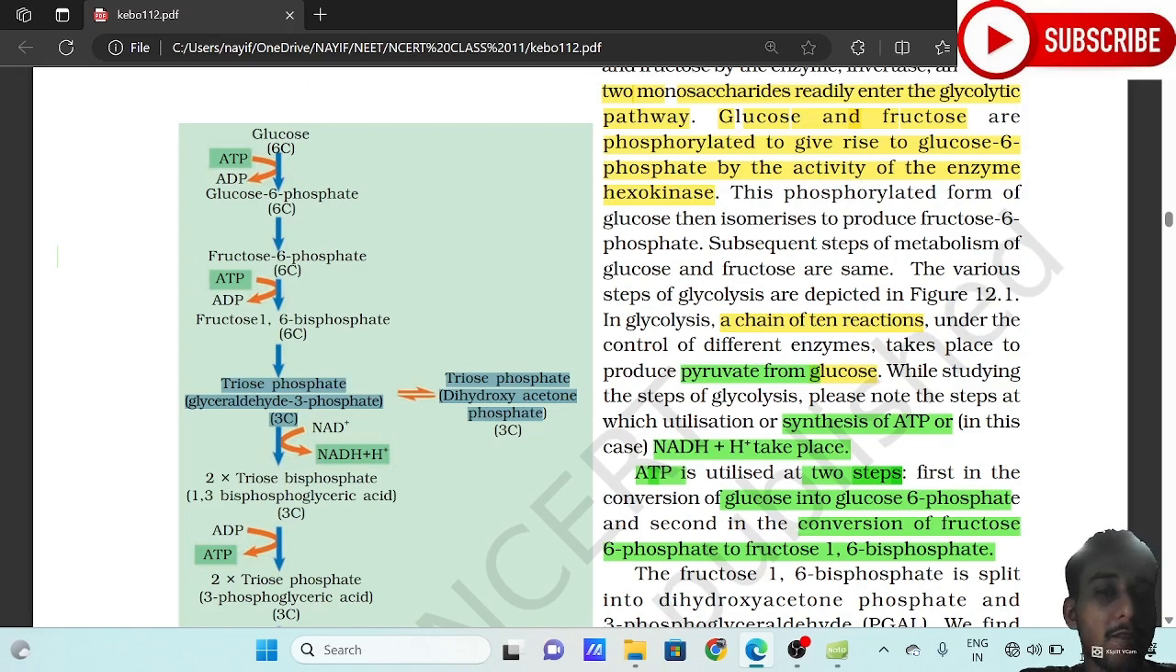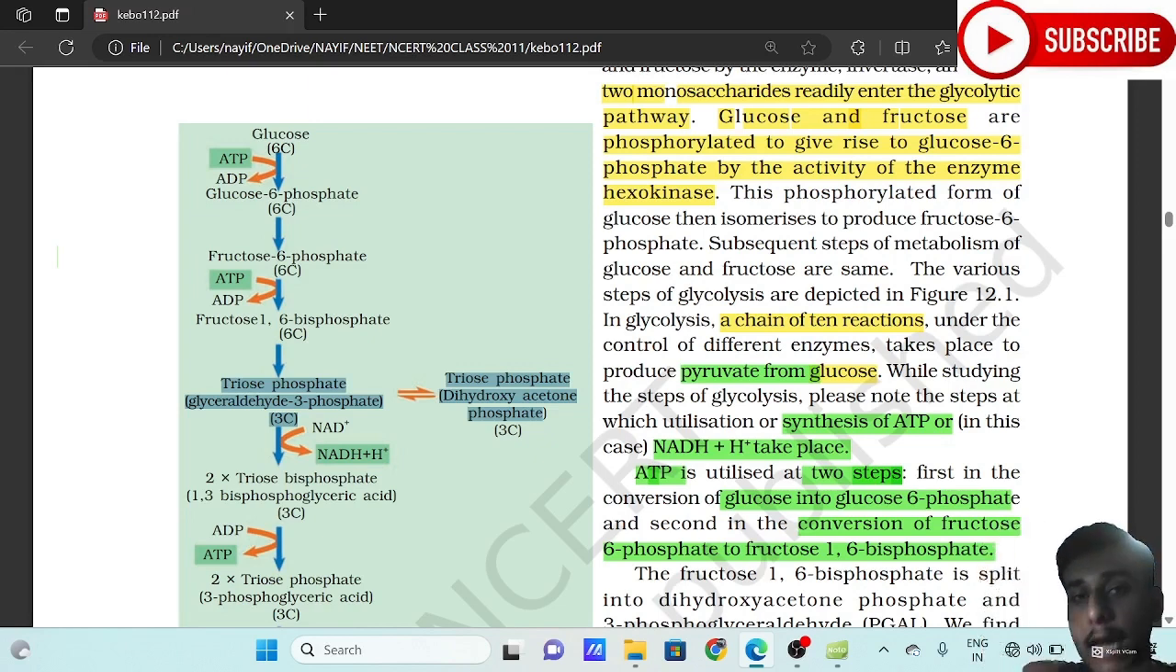If a cell needs immediate energy, it will undergo anaerobic respiration. Consider an athlete who is sprinting for 1 kilometer, 2 kilometers, 3 kilometers. What happens? He needs a high amount of energy within a short period of time, and the oxygen availability in the cell is also very low.